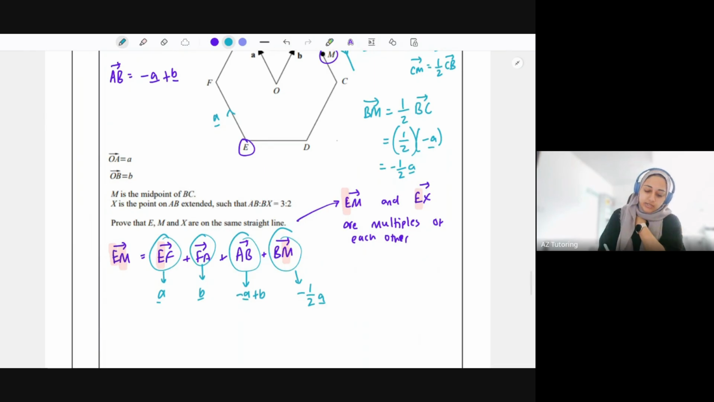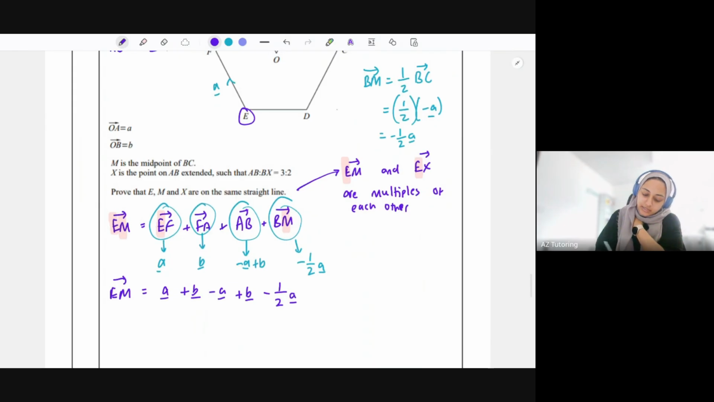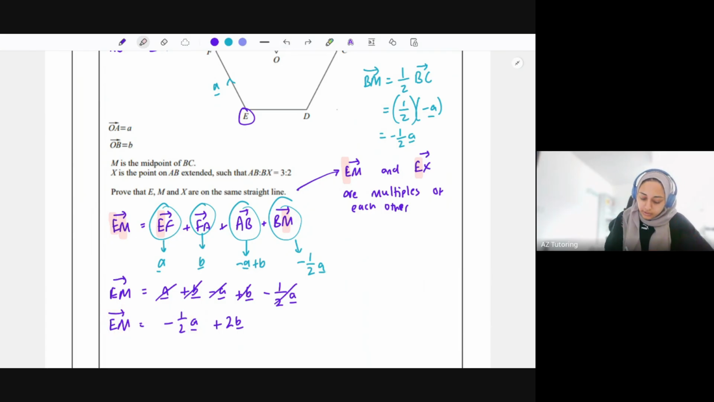So let's combine everything together and simplify. So we've got EM equals A plus B plus minus A, which is minus A plus B, and then plus minus half A, which is minus a half A. Let's collect like terms. A minus A, they cancel out, so I'm left with just minus a half A. And then we've got B plus B, which is 2B. So there you go, I have found EM. I'll just highlight that here. Okay, so we found EM.